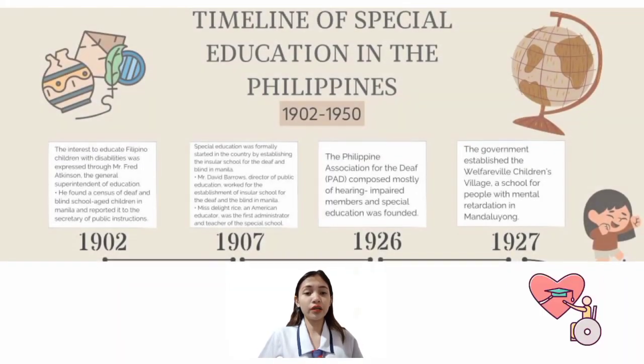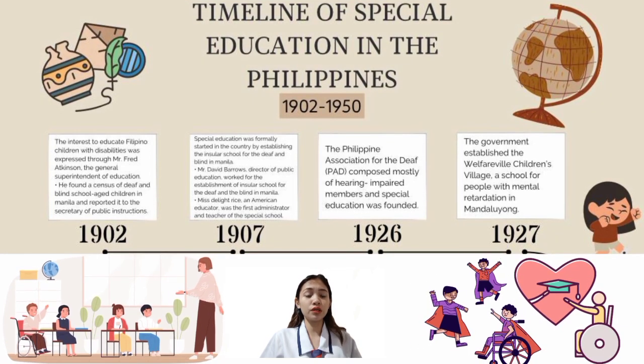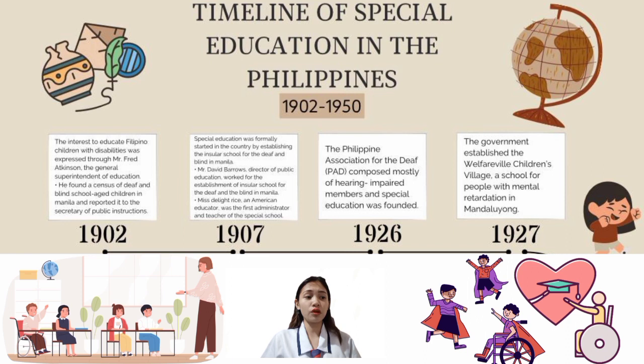Hello, I am Princess Albina and I am going to discuss to you the timeline of special education in the Philippines. It all started in the year 1902 during the American regime, when the interest to educate Filipino children with disabilities was expressed through Mr. Fred Atkinson, the General Superintendent of Education. Mr. Atkinson found a census of deaf and blind school-aged children in Manila and reported it to the Secretary of Public Instruction. However, the special education program formally started in the year 1907.